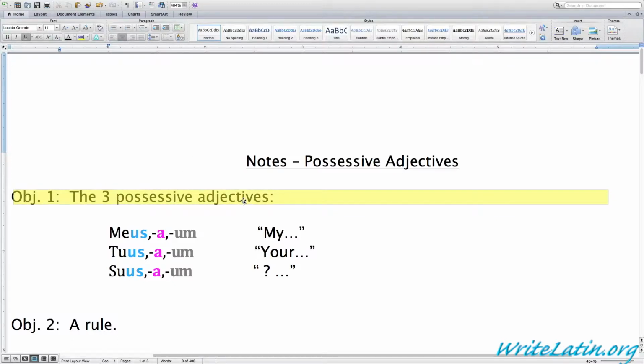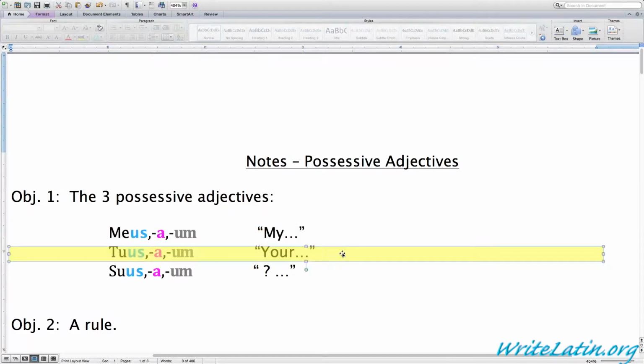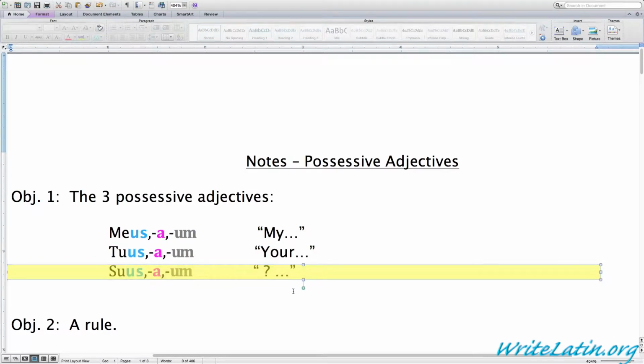There are 5 possessive adjectives, and in this chapter we will learn 3 of them. The first one is my, meus, mea, meum, then your, tuus, tua, tuum, and lastly, suus, sua, suum, whose translation is a little bit problematic, and we will handle that later.